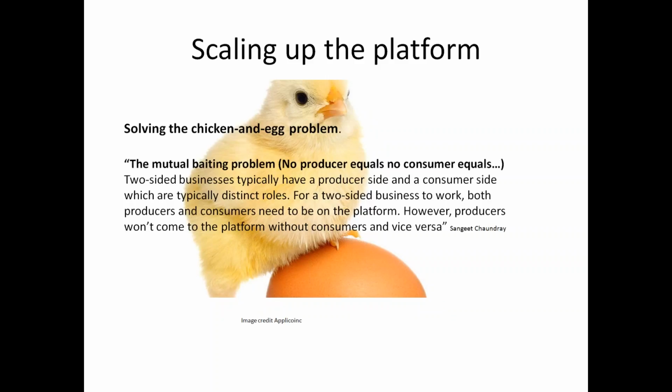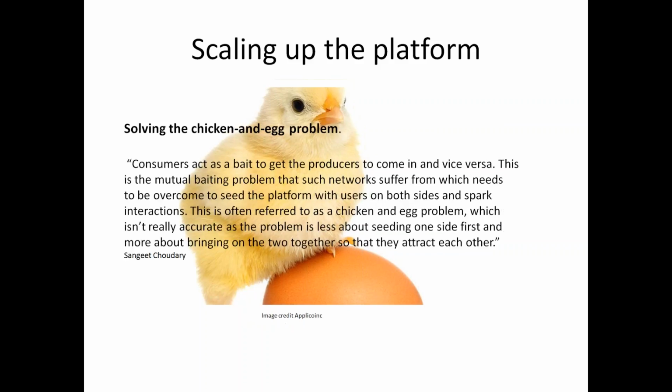So two-sided businesses typically have a producer side and a consumer side, which are typically distinct roles. For a two-sided business to work, both producers and consumers need to be on the platform. However, producers won't come to the platform without consumers and vice versa. Customers act as bait to get the producers to come in and vice versa.